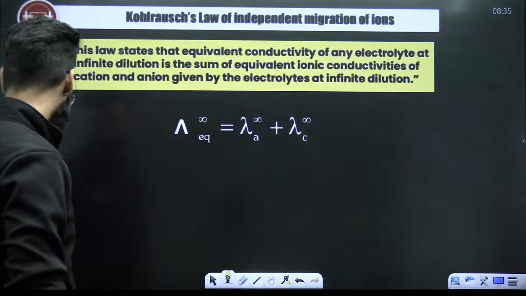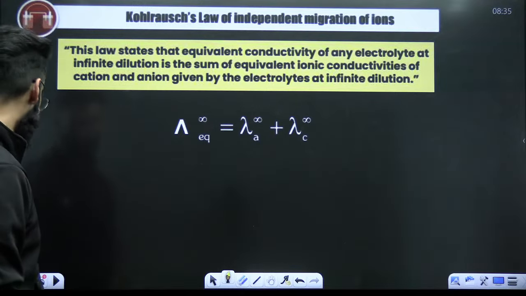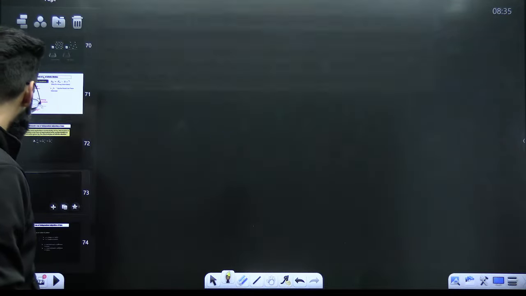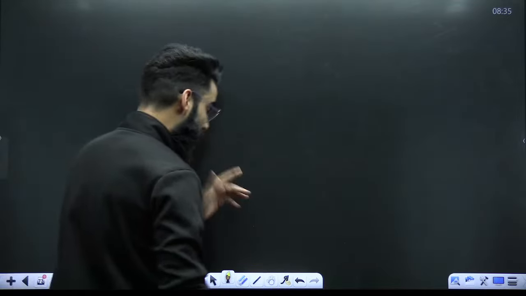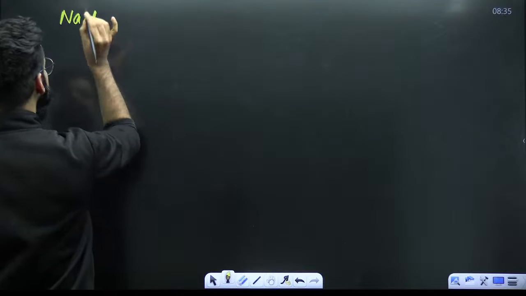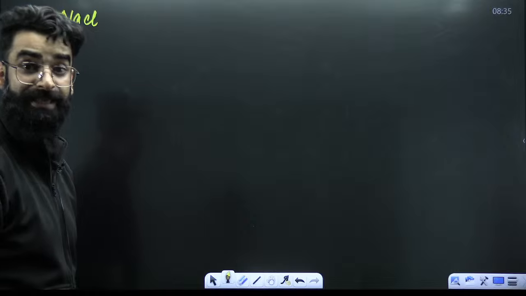Now, my dear students, try to understand what exactly I'm going to say. Say, for example, in the conductivity cell, let's say you have got an electrolyte like NaCl. Perfect? Like NaCl.